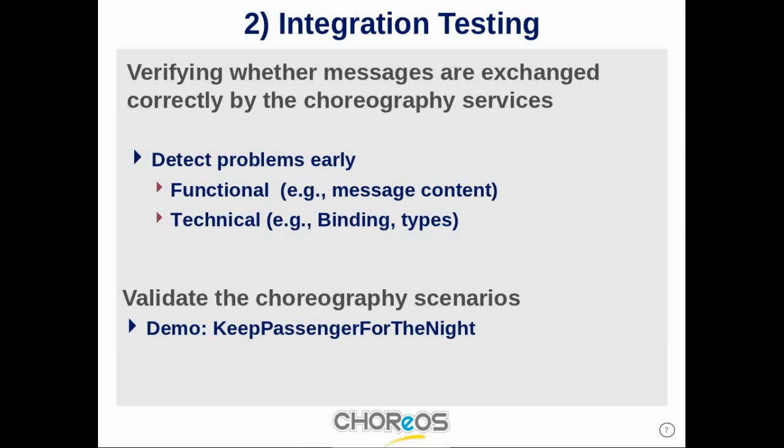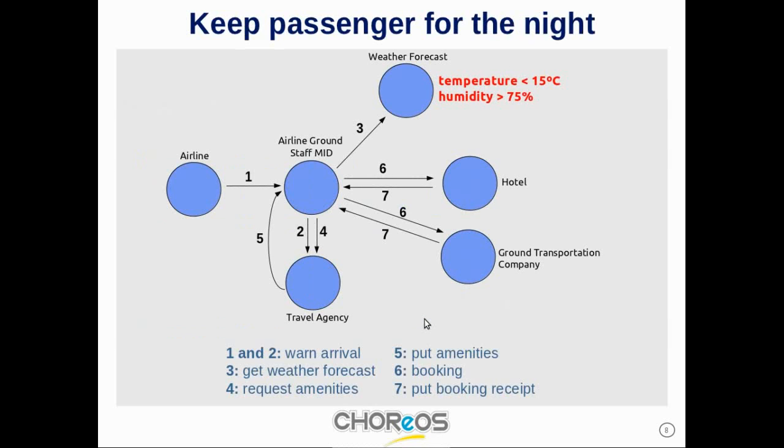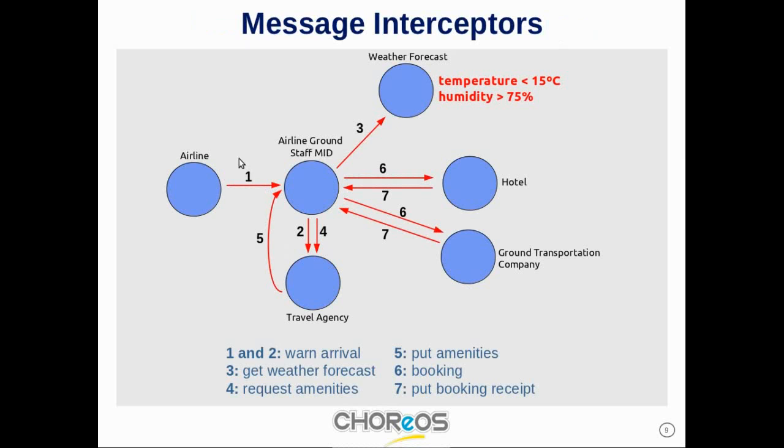To show this, we'll show the keep passengers for the night scenario of the airport choreography. What we have here is an abstract diagram of that scenario. In this scenario, the airline starts by sending a message to other components, and this triggers a lot of message exchanges in the choreography. What we want to do here is to validate this exchange of messages.